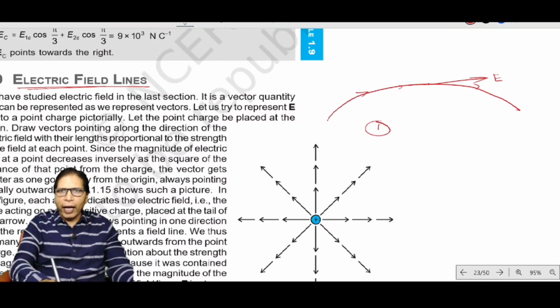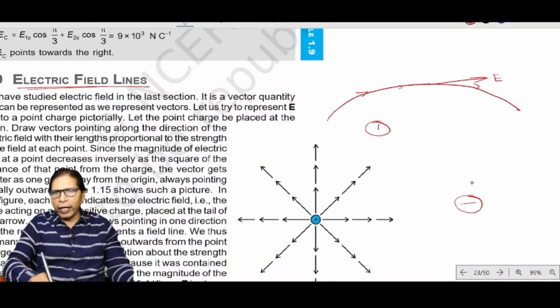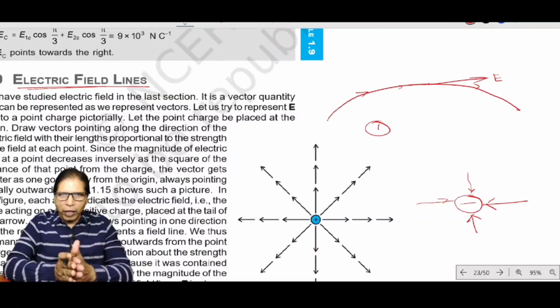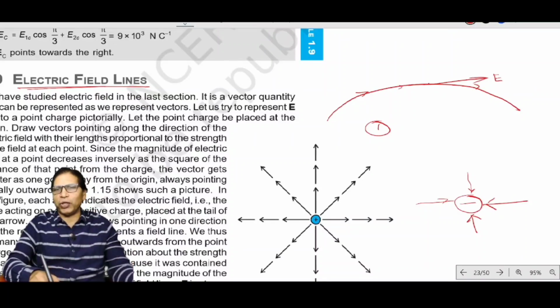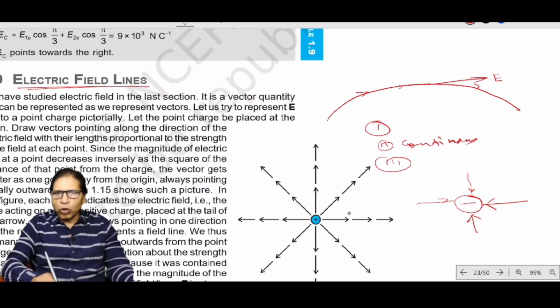Number one, lines of force originate from a positive charge and terminate at the negative charge. Look at this. The lines of force terminate at the negative charge or infinity. The electric lines of force are continuous but not closed. Number two is that they are continuous. Number three, the electric lines of force are normal to the surface of the conductor.